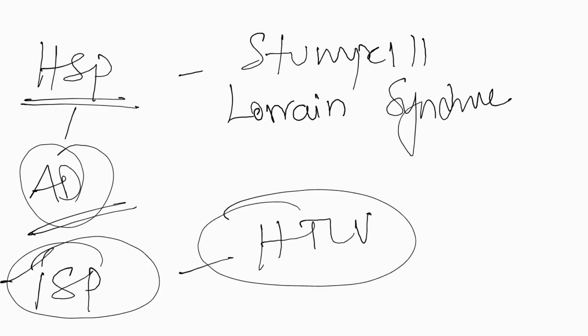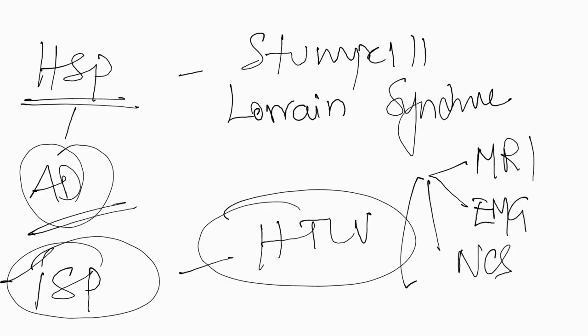Okay, if they ask you anything about investigation, always tell 3 important things when it comes to spastic paraparesis. One is an MRI, another one is an EMG, another one is NCS, and if needed, do some CSF study. Then it depends on different conditions.